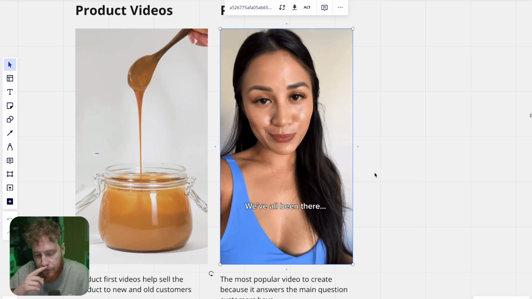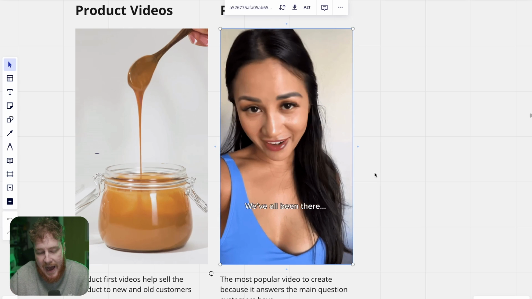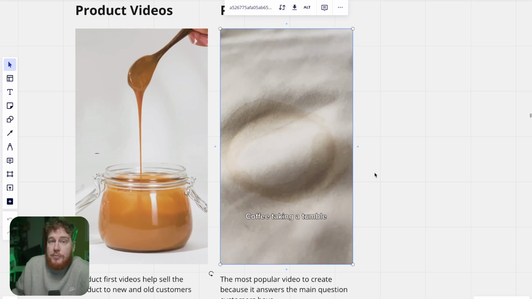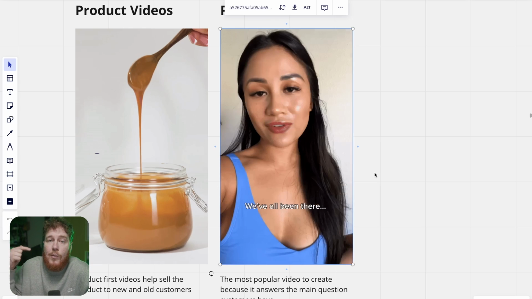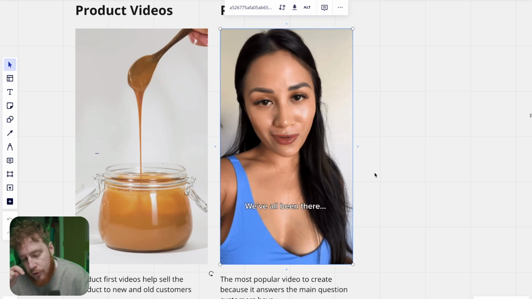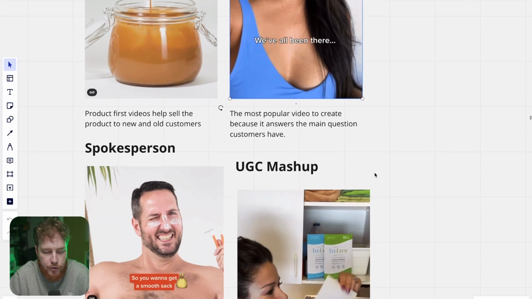This example here was for a laundry brand that we did, and it's, look, I've spilt my coffee on my sheets. How do I fix it? Well, this is how you fix it. Problem solution works great for UGC.